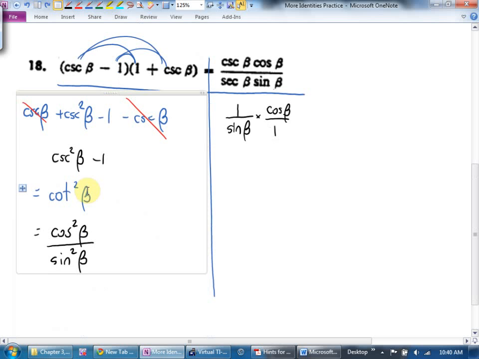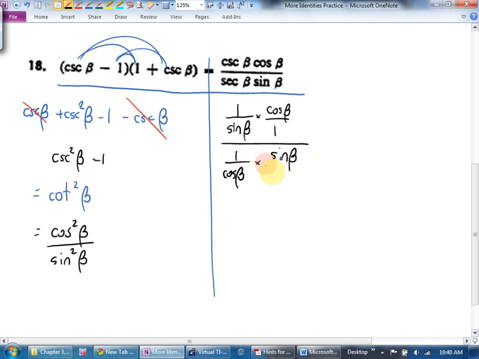Secant is 1 over cos times sine over 1. Well, how do I multiply fractions? This isn't too bad. I'm going to get cos beta all over sine beta, all over sine beta over cos beta. Ooh, I just got my nerdy adrenaline rush. I see where we're going.